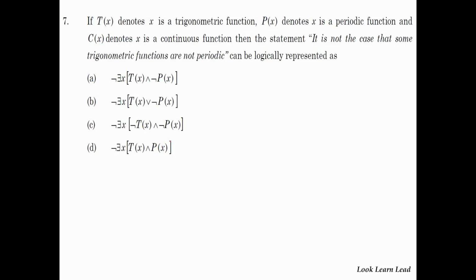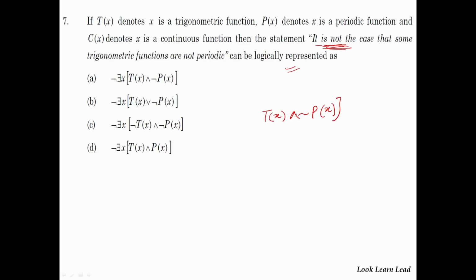Okay, next question. If T(x) denotes that x is a trigonometric function, P(x) denotes that x is a periodic function, and C(x) denotes that x is a continuous function, we have to write this statement logically. So remember, it is not the case that some trigonometric functions are not periodic. So we'll be writing it as not periodic. Trigonometric functions are not periodic.